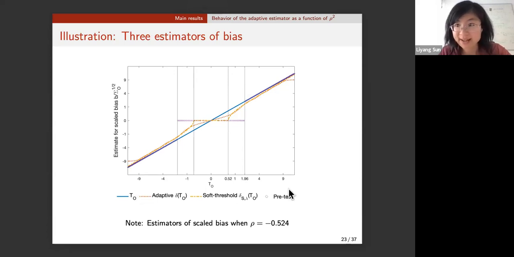So on the horizontal axis, I have the support for the over ID test statistic, and the robust estimator would involve no shrinkage. So that's the blue 45-degree line. The adaptive estimator shrinks towards 0 and less so when the observed T_OID is large. And in contrast, the pretest would shrink a wide range of T_OIDs to 0. The self-thresholding approximation to the fully adaptive estimator is somewhere in between.